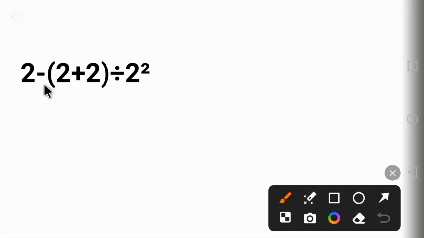In today's video, we are solving 2 minus (2 plus 2) divided by 2 raised to the power of 2. When we look at this question, we can see subtraction, parentheses, division and exponent. This tells us that we need to follow the order of operation, and the order of operation we are using today is called PEMDAS. Some countries call it BODMAS.